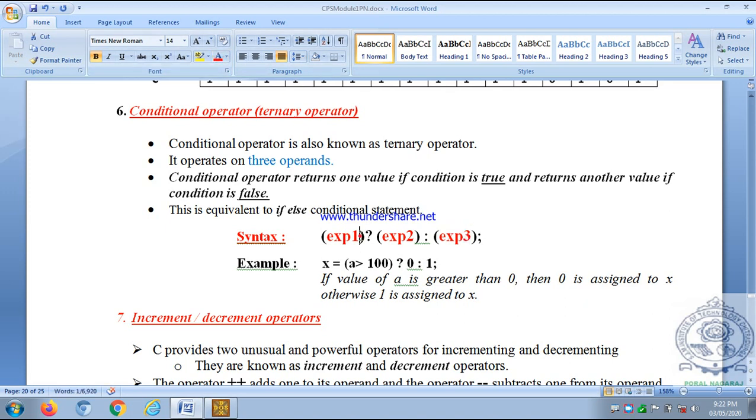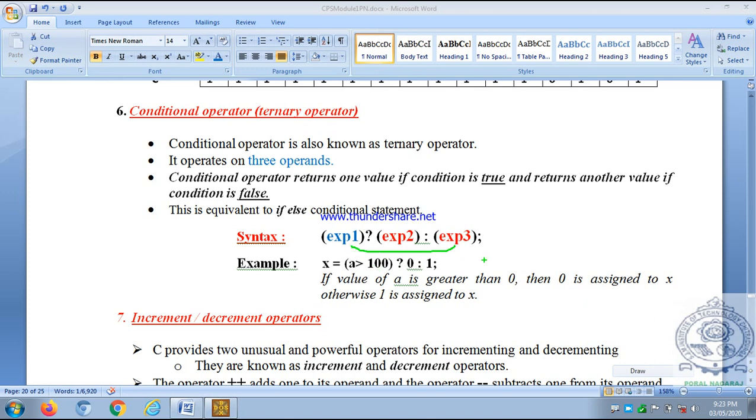So here expression 1 is evaluated. If expression 1 is evaluated to true, then expression 2's value is copied and returned. Suppose expression 1 is evaluated to false, what happens? Then expression 3's value will be returned.